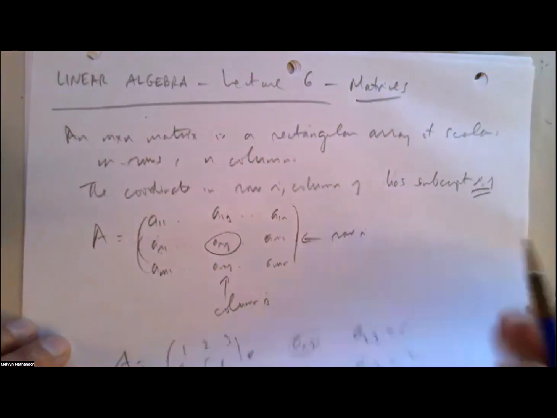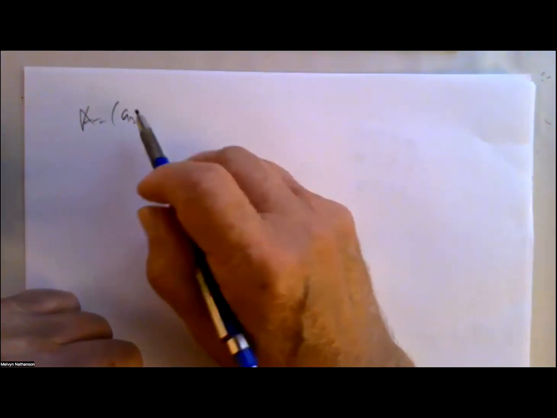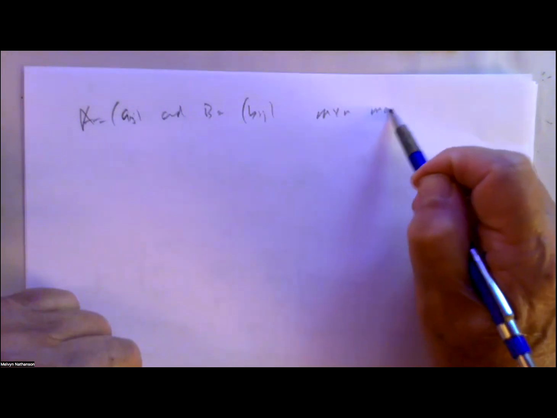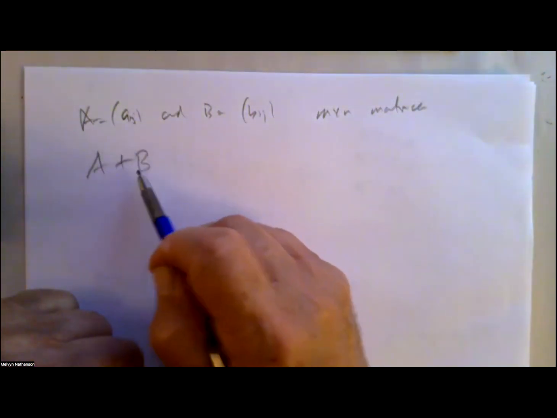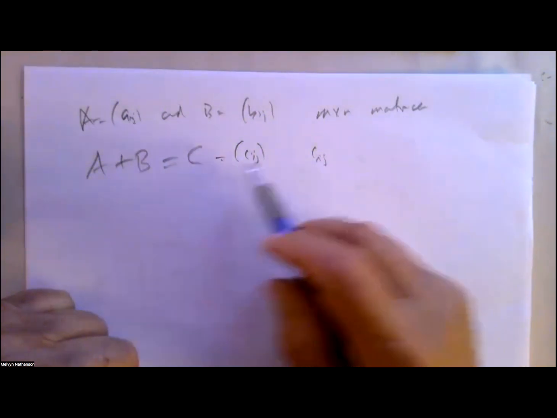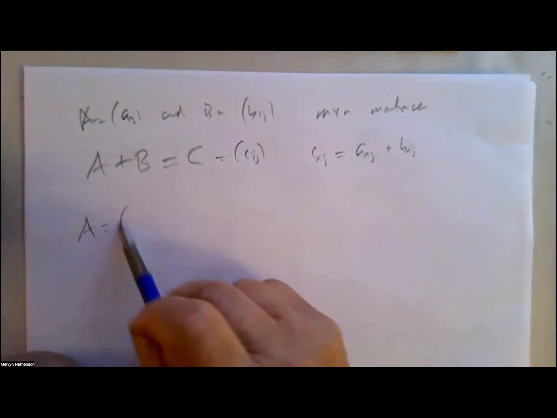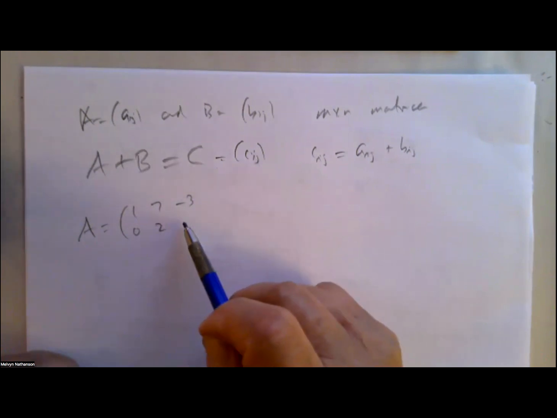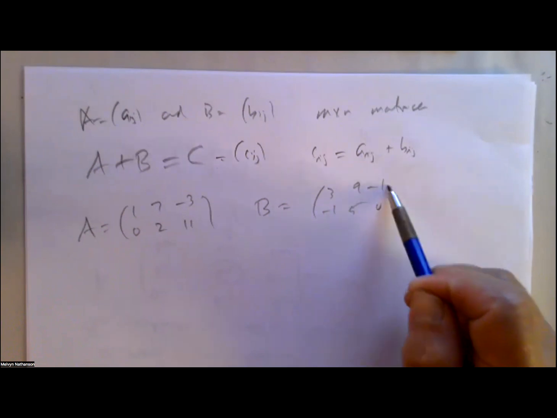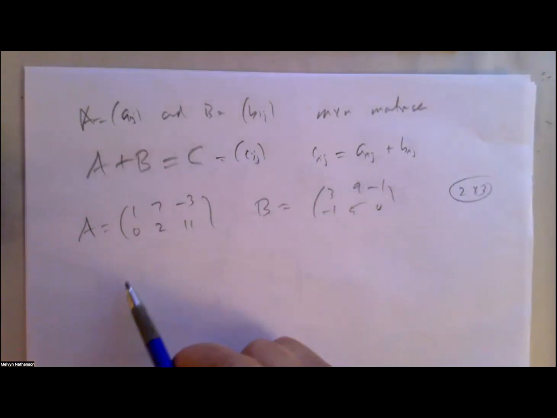And you can add and subtract matrices of the same shape. So if A, this is our standard notation, Aij, and B, Bij are both M by N matrices, and we write A plus B as the matrix C, where the coordinates are Cij, then the ijth coordinate of C is just the sum of the ijth coordinates of A and B. So for example, if A is 1, 7, minus 3, 0, 2, 11, and B is 3, 9, minus 1, 5, 0, these are both 2 by 3 matrices. Same number of rows, same number of columns, so you can add.